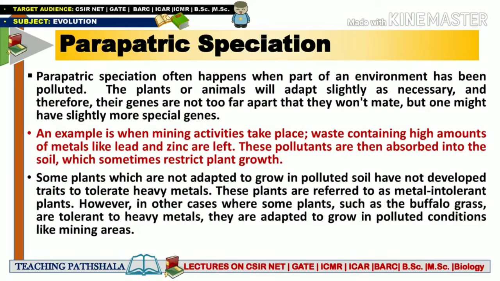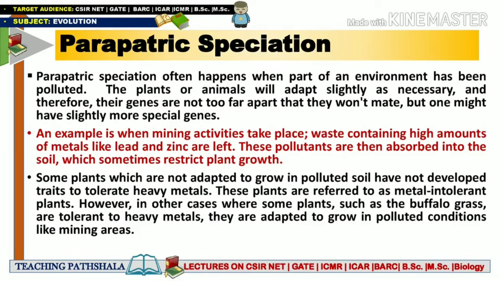And that is what has been mentioned in the last line, that some plants which are not adapted to grow in polluted soil have not developed the trait to tolerate heavy metal. So the plants which are not getting any opportunity to grow in polluted soil are not going to show any kind of gene expression responsible for the metal tolerance character. So these plants are referred to as metal intolerant plants, because they are not showing any gene expression that helps in the metal tolerance ability.